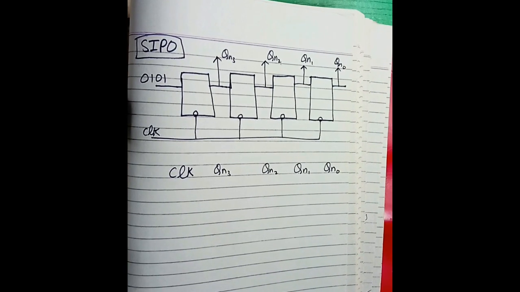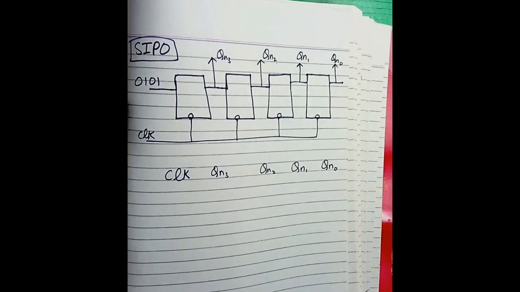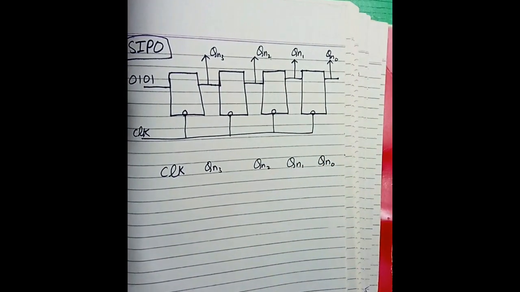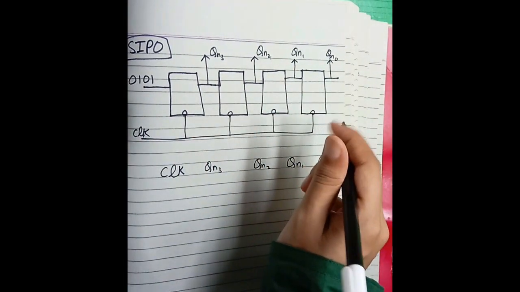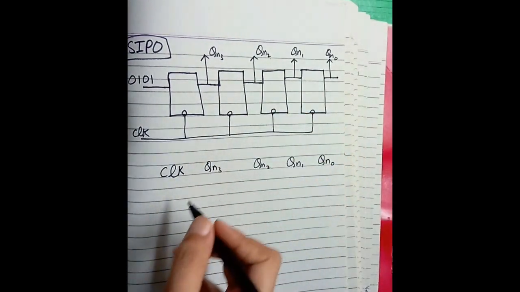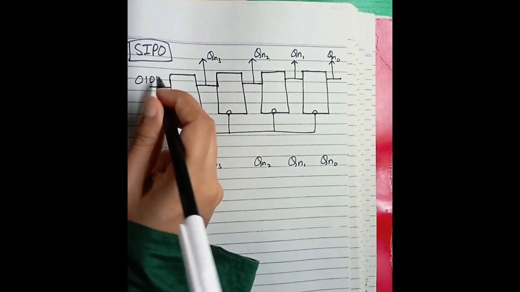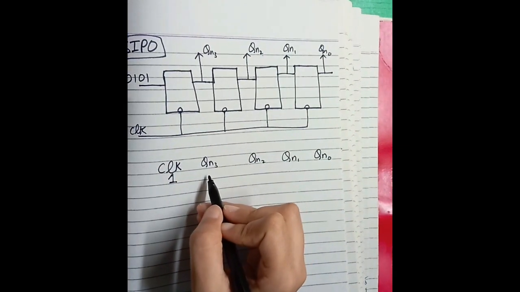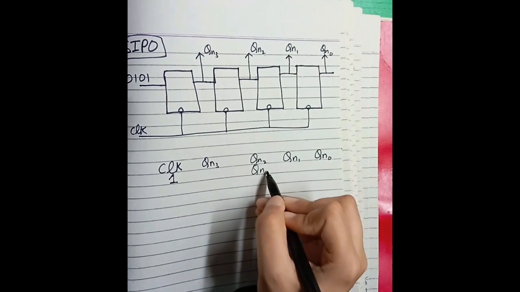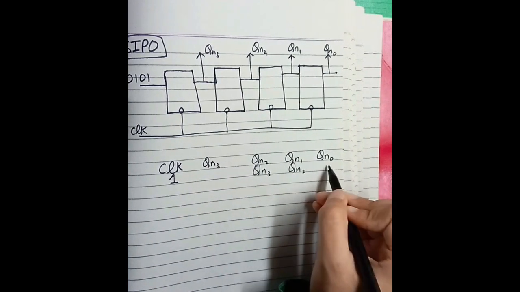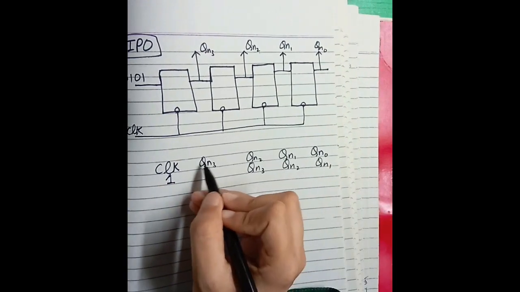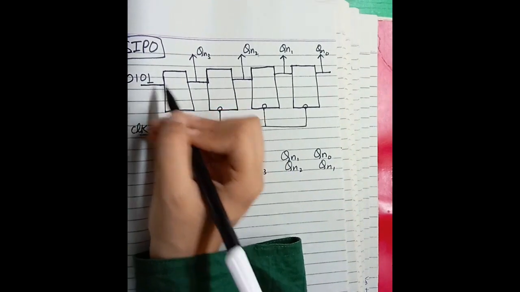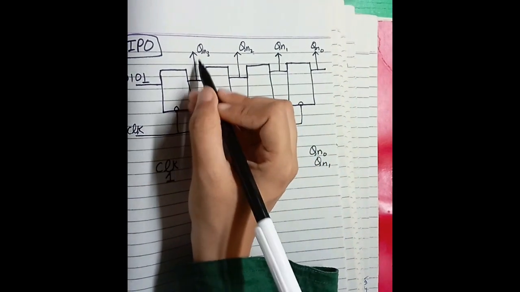In this register we are having serial inputs but parallel outputs. So for this we are taking our value 0, 1, 0, 1. As the clock is 1, our Qn3 will move forward, Qn2 will move forward, Qn1 will move forward. Why? Because at the place of Qn3 on the clock 1, as the clock is triggered, we will get our first value as our Qn3.